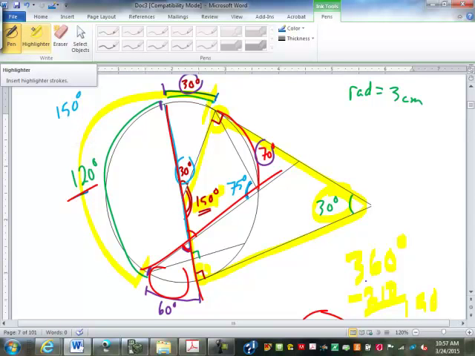What's that? Yeah, I just erased a bunch of stuff. Did you need that? No. Okay.